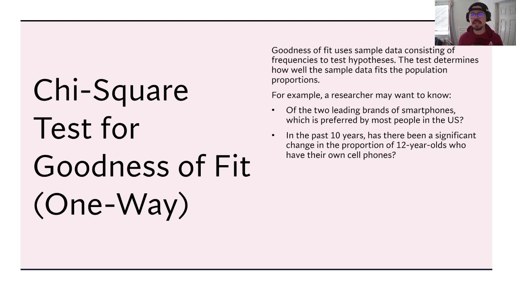For the second question, in the past 10 years, has there been a significant change in the proportion of 12-year-olds who have their own cell phones? Imagine what that would require in terms of collecting that data, right? We would be asking people, does your 12-year-old have a cell phone? Yes or no? And those responses are categorical. This is a nominal variable.